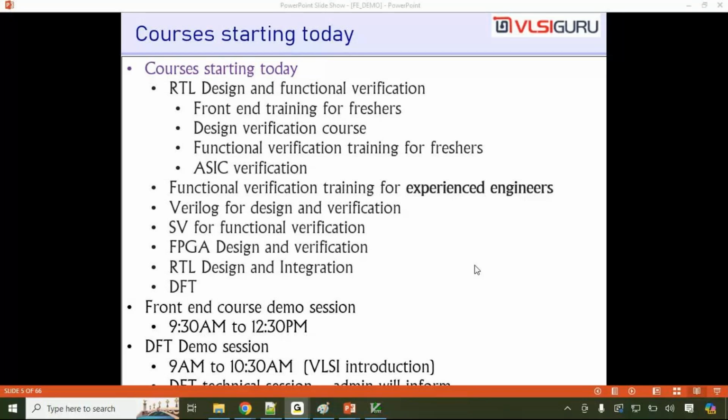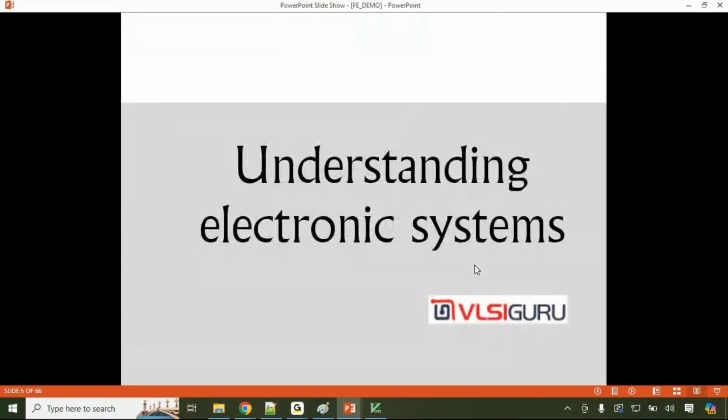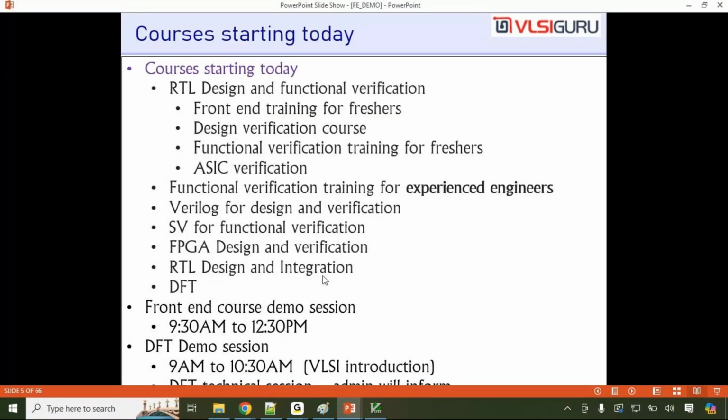So is there a course for this also? Do you provide for this also? Which one? RTL integration? I mentioned, right? RTL integration also you can do if you want.